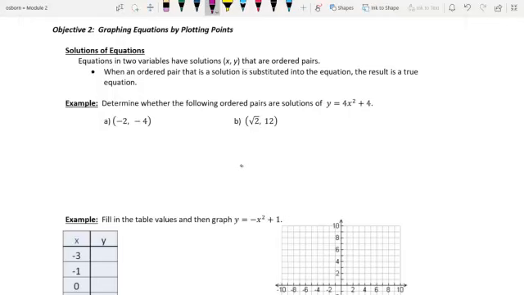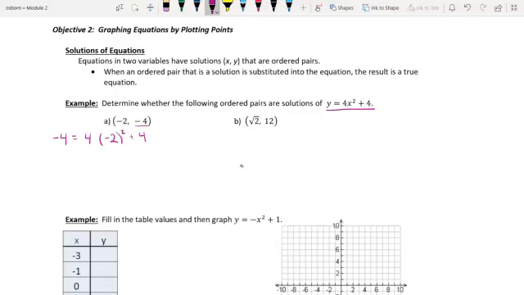For this example, we want to determine whether the following ordered pairs are solutions of y equals 4x squared plus 4. All right, so that means that my y coordinate would be negative 4. So I have negative 4 is equal to 4 times my x squared, so negative 2 squared plus 4. Now notice that I put that negative 2 in parentheses because that's representing x. So it is negative 2 that is being squared.